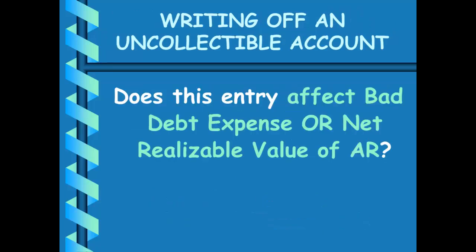Writing off an account as uncollectible. What effect does that journal entry have on bad debt expense? Trick question. Didn't affect bad debt expense, did it? That's kind of counterintuitive, what we might not expect, but it doesn't affect bad debt expense. What effect would you think writing off an account as uncollectible would have on the net realizable value of your accounts receivable? Wouldn't it seem logical that it would go down? When you write off an account you can't collect, wouldn't you think your net realizable value of your receivables would go down?